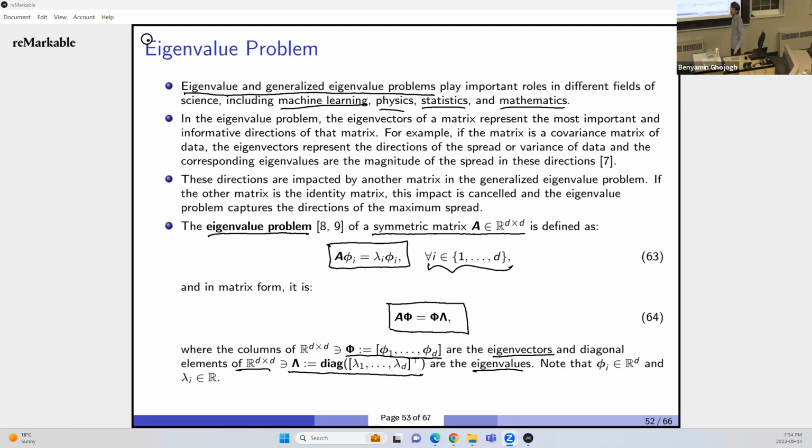In this lecture, I will show you that specific optimization problems always reduce to an eigenvalue problem. And we use those specific optimization problems a lot in machine learning.